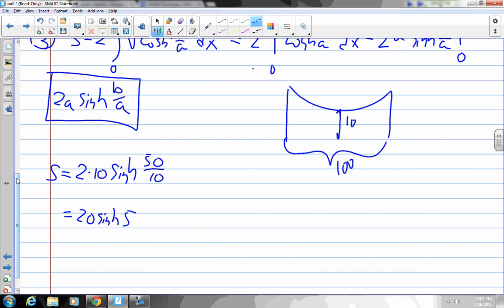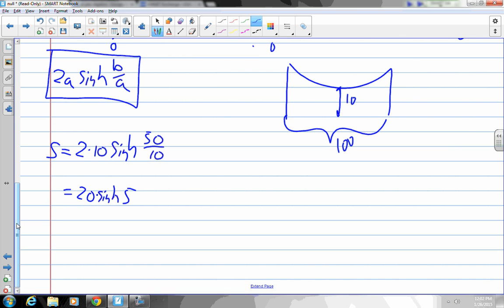Now you can either use a calculator to compute a hyperbolic sine, or you can use the definition of a hyperbolic sine. What is a hyperbolic sine? That's right. It's e to the x minus e to the negative x over 2. And the derivative gives you e to the x plus e to the negative x over 2. So whatever that equals, it equals a number.